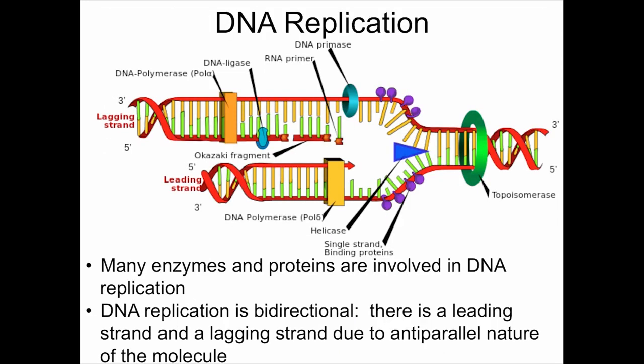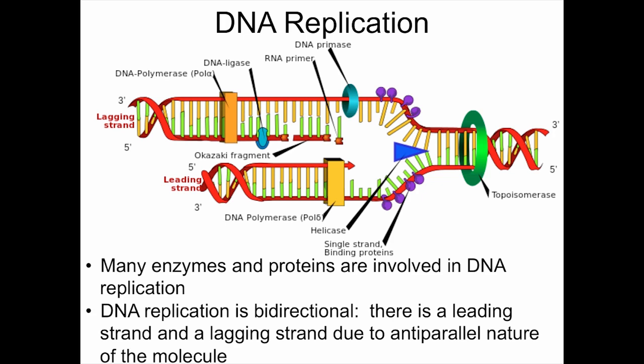DNA replication involves several different enzymes and protein structures. Let's talk about these as we walk through the process of DNA replication. First, DNA must unwind at what is called the origin of replication. An enzyme called DNA helicase, the blue arrow, unzips the DNA molecule, creating a replication fork. This allows for bidirectional DNA replication. An enzyme called topoisomerase, represented by the green ring, prevents DNA from supercoiling during the replication process.